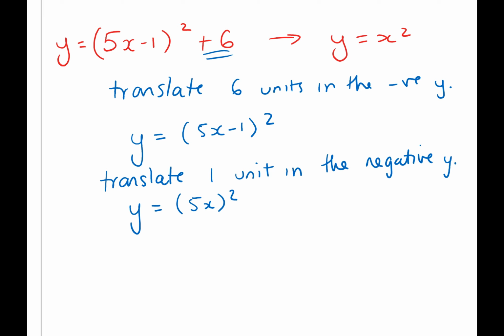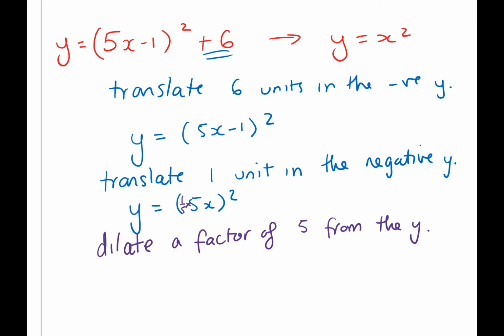Finally, to get rid of that, I want to times by a fifth. So timesing by a fifth is dilate 5. Okay, or dilate by a factor of 5 from the y.